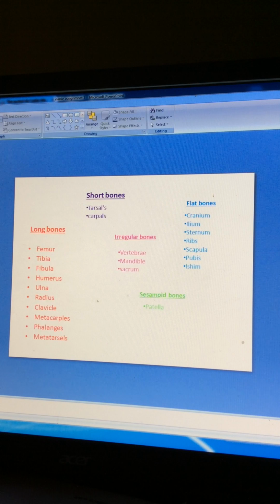Long bones: femur, fibula, tibia, humerus, ulna, radius, clavicle, metacarpals, phalanges, metatarsals. Short bones: tarsals and carpals. Irregular bones: vertebrae, mandible, sacrum. Flat bones: cranium, ilium, sternum, ribs, scapula, pubis, ischium. Sesamoid bones: the patella.